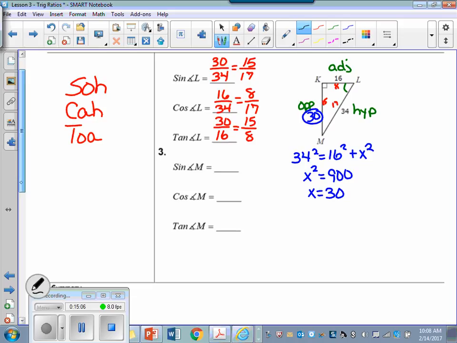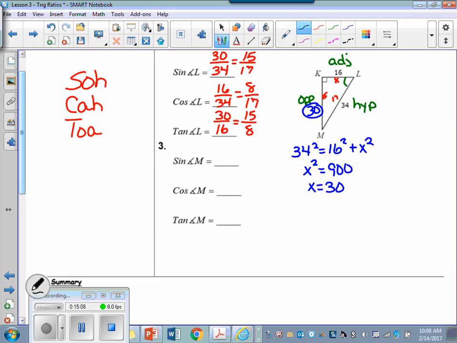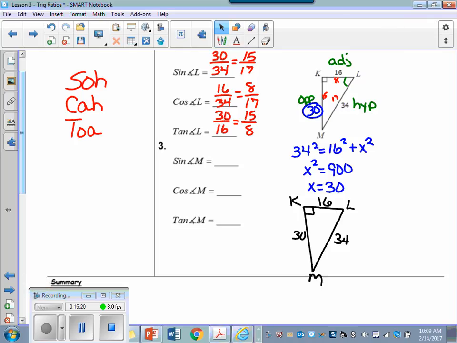Now, before I do angle M, I'm going to redraw that triangle. Okay, 16, L, 34, 30, and M. And this time I am asked for M. So here's my opposite, hypotenuse, adjacent.